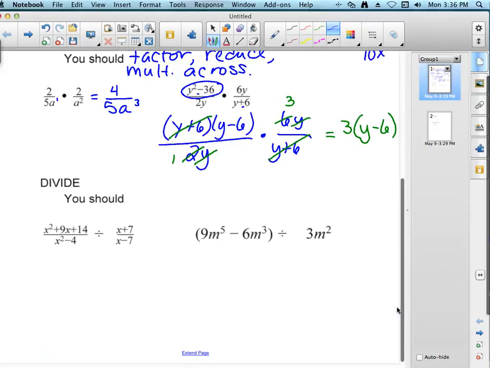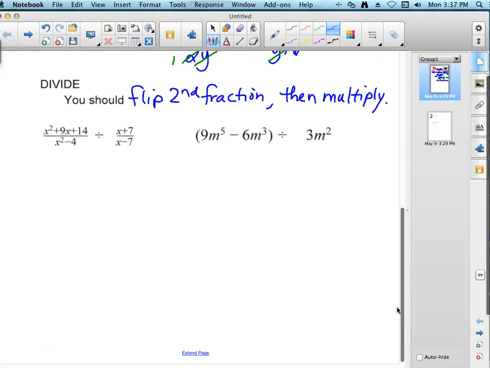Next question. We are dividing. There's one extra step we have to do. We have to flip the second fraction first. Then we can treat it as if it was a multiplication problem. It's called multiplying by the reciprocal. So let's go ahead and factor this as we go. We have a regular trinomial here. We need numbers that multiply to be 14 and add up to 9. We could use 7 and 2.